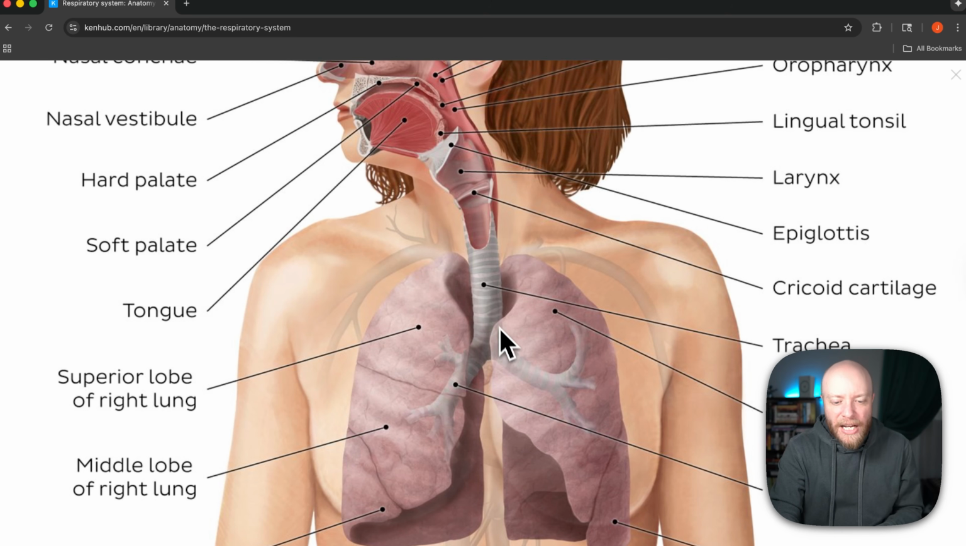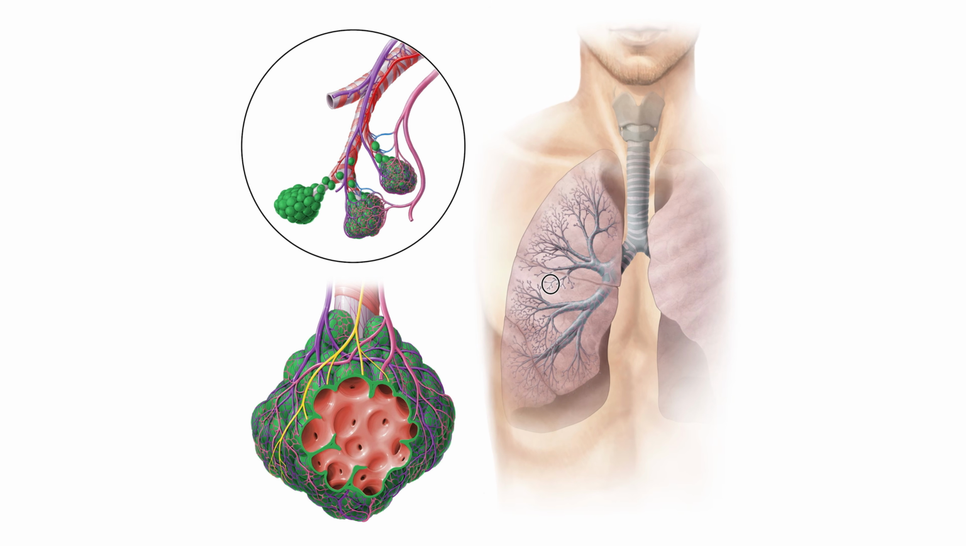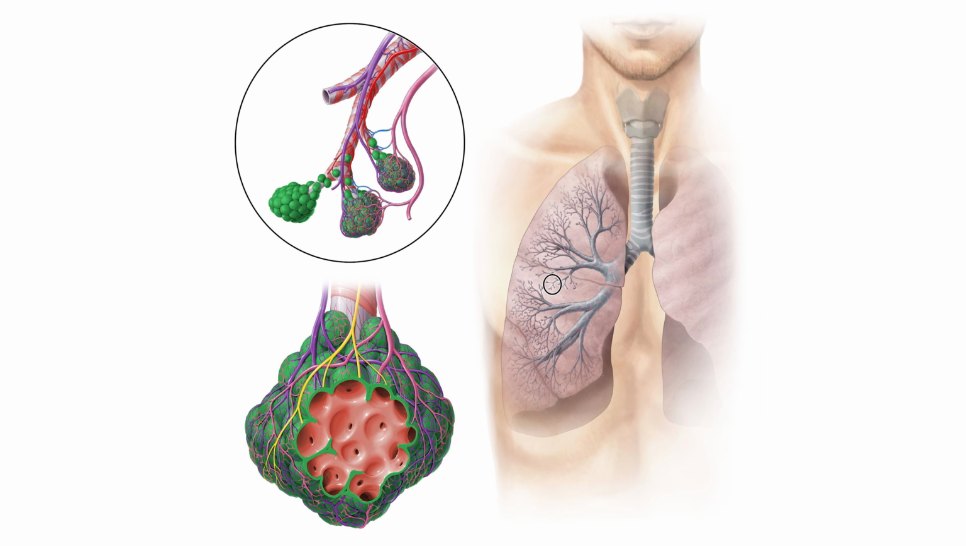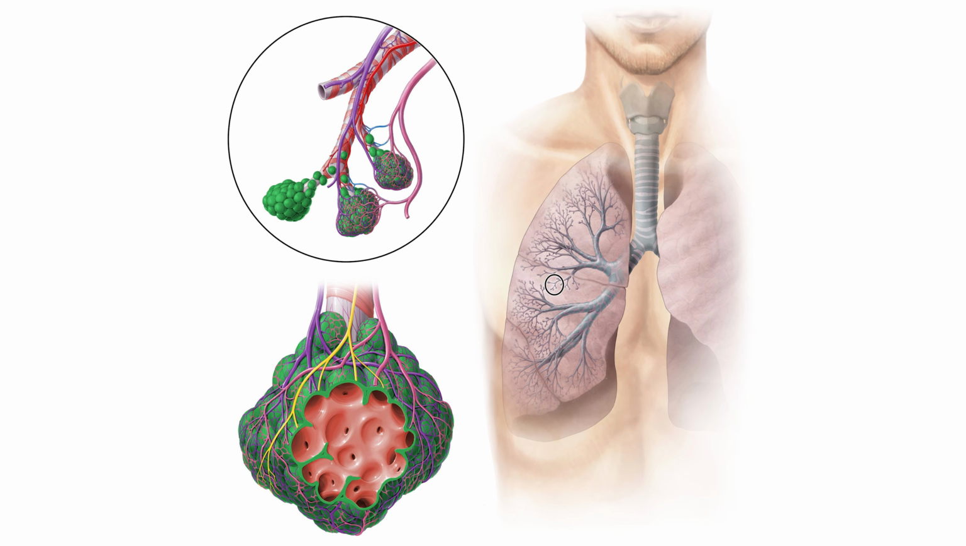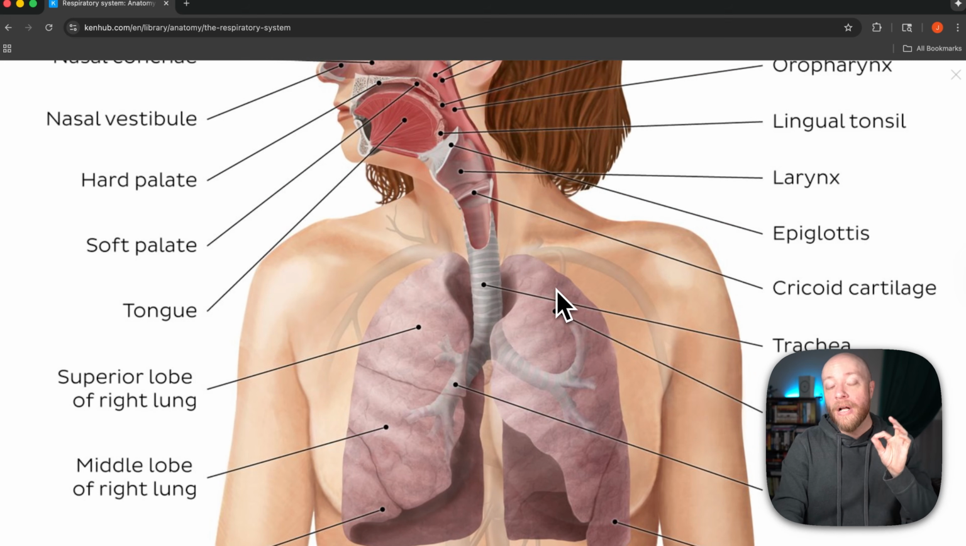But the point here is, it's just going to go until it gets to these microscopic little air sacs, and that is where the blood vessels are going to be surrounding them, and the oxygen goes into the bloodstream, and carbon dioxide will actually do the opposite trip. The carbon dioxide will then go into these hollow tubes and then be breathed out in the opposite direction.